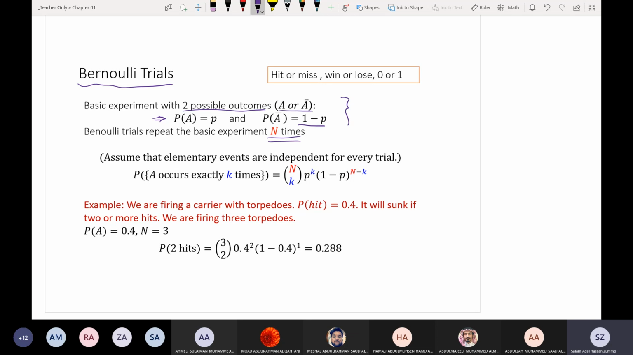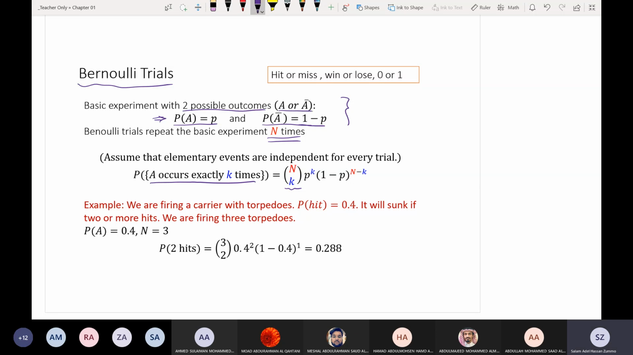So do you understand the experiment now? It has two simple outcomes: A or its complement. A happens with probability P. A complement happens with probability 1 minus P. I repeat this n times and ask the question: what is the probability that A occurs exactly k times out of n? Out of n, how many ways can A happen k times? It's n choose k.